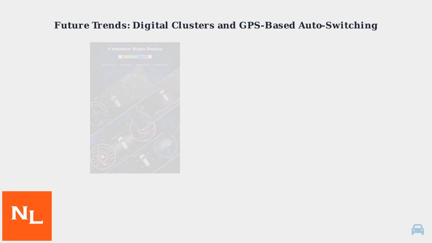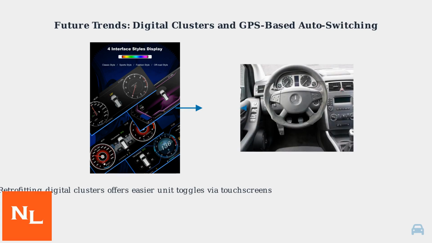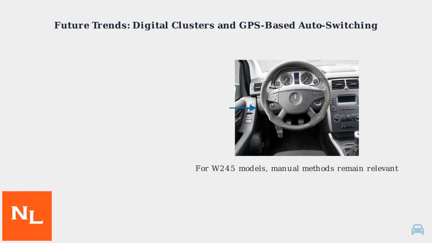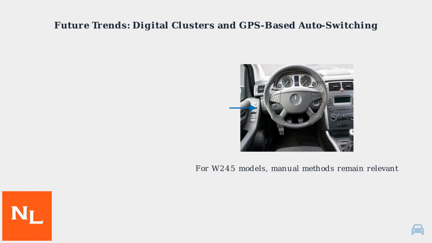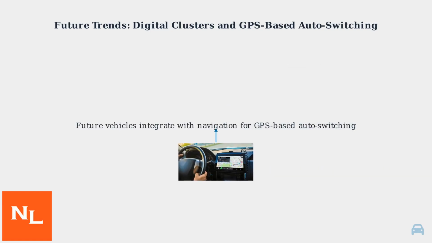As automotive technology advances, retrofitting fully digital clusters is becoming popular, providing easier unit toggles through touchscreens. However, for the W245 model, traditional manual methods for changing units continue to be relevant and widely used. Looking ahead, future vehicles will integrate unit settings with navigation systems, enabling automatic switching based on GPS location. Meanwhile, preservation efforts by classic car enthusiasts ensure that these older manual methods won't disappear entirely.